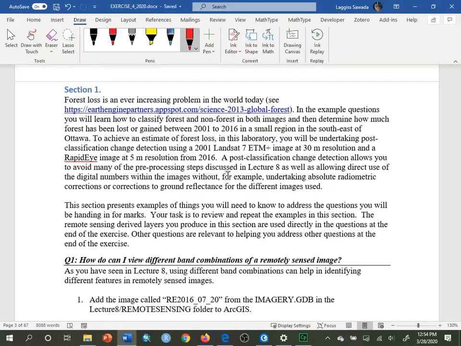And a second image from 2016 from RapidEye. And this has 5-meter multispectral resolution, so it has a higher resolution than the Landsat sensor. And we'll classify both of these using standard classification protocols in remote sensing. And that will provide us with a means to do a post-classification change detection, as I mentioned earlier.